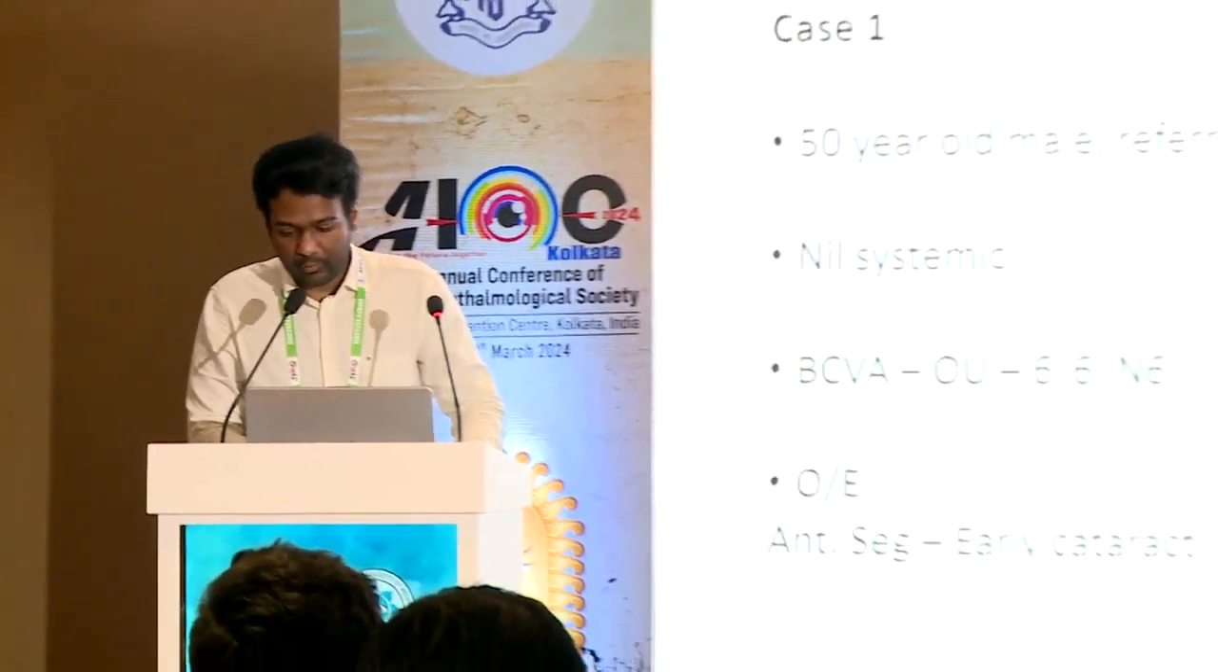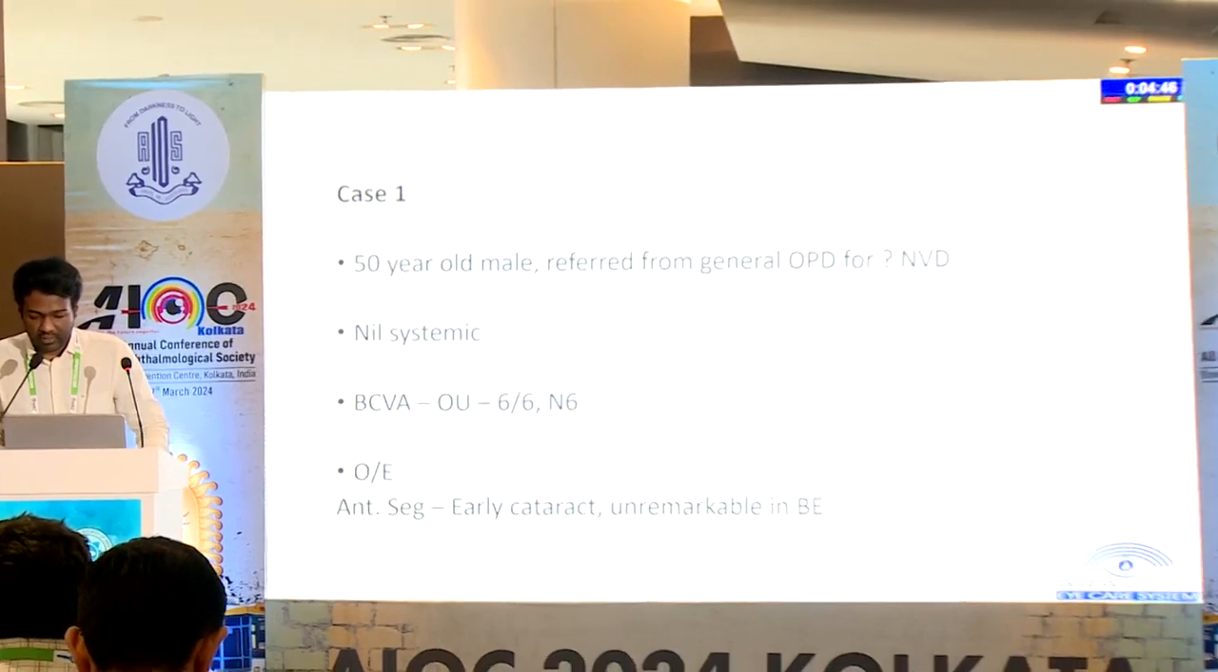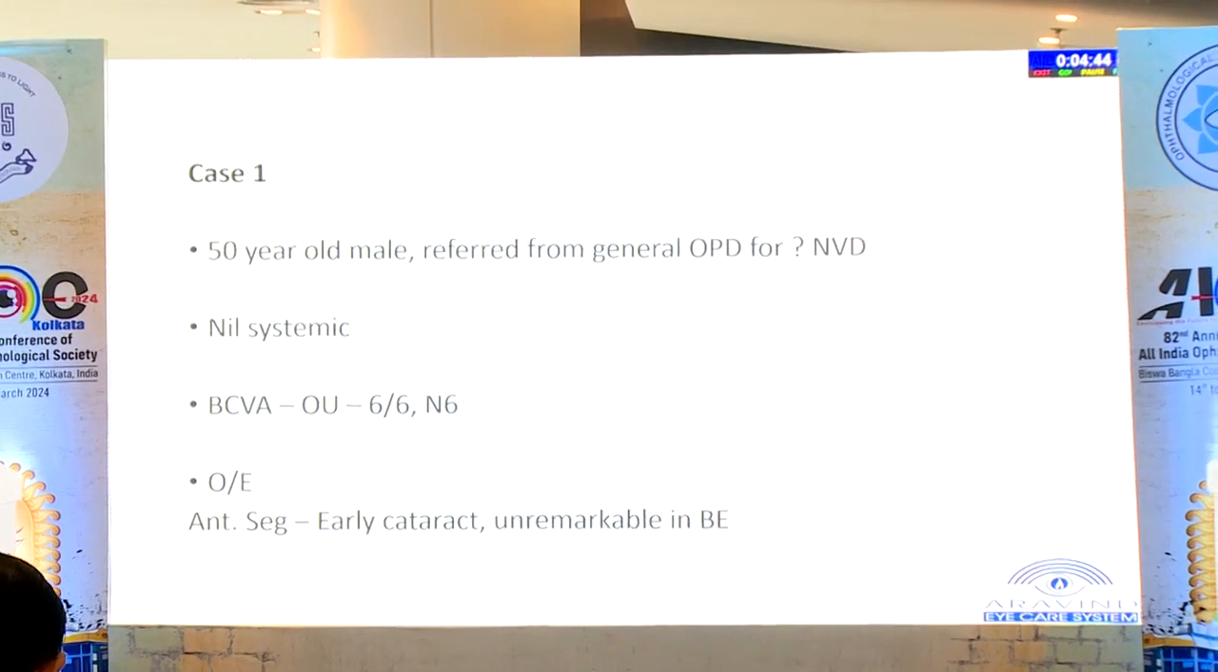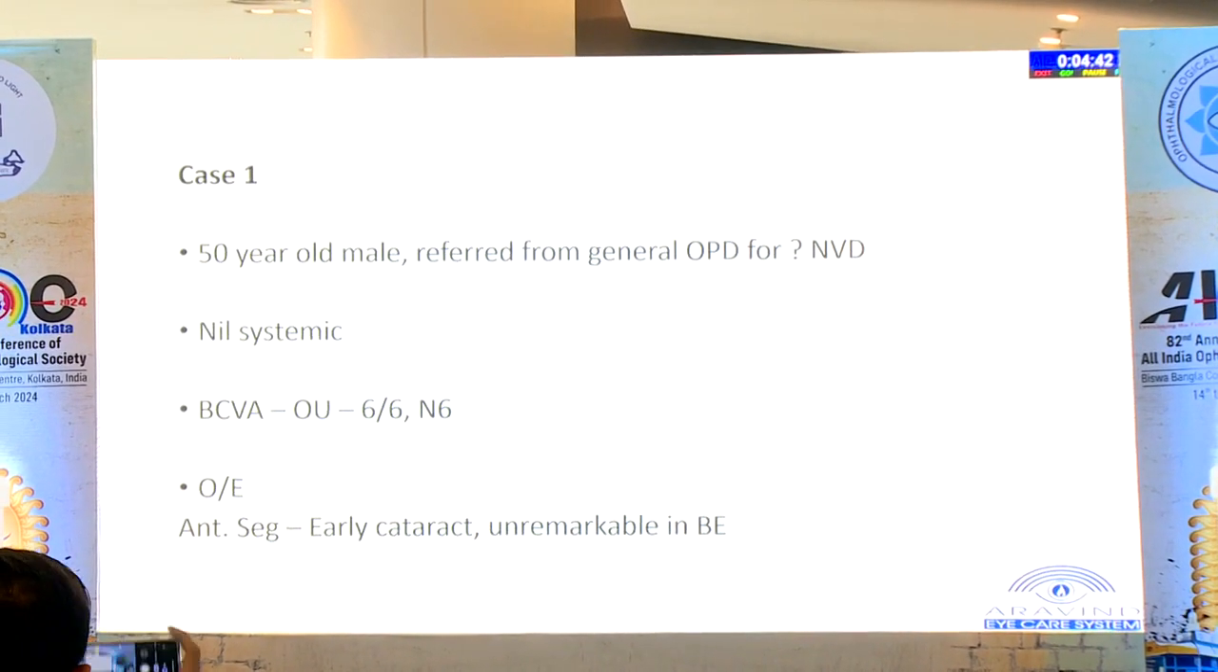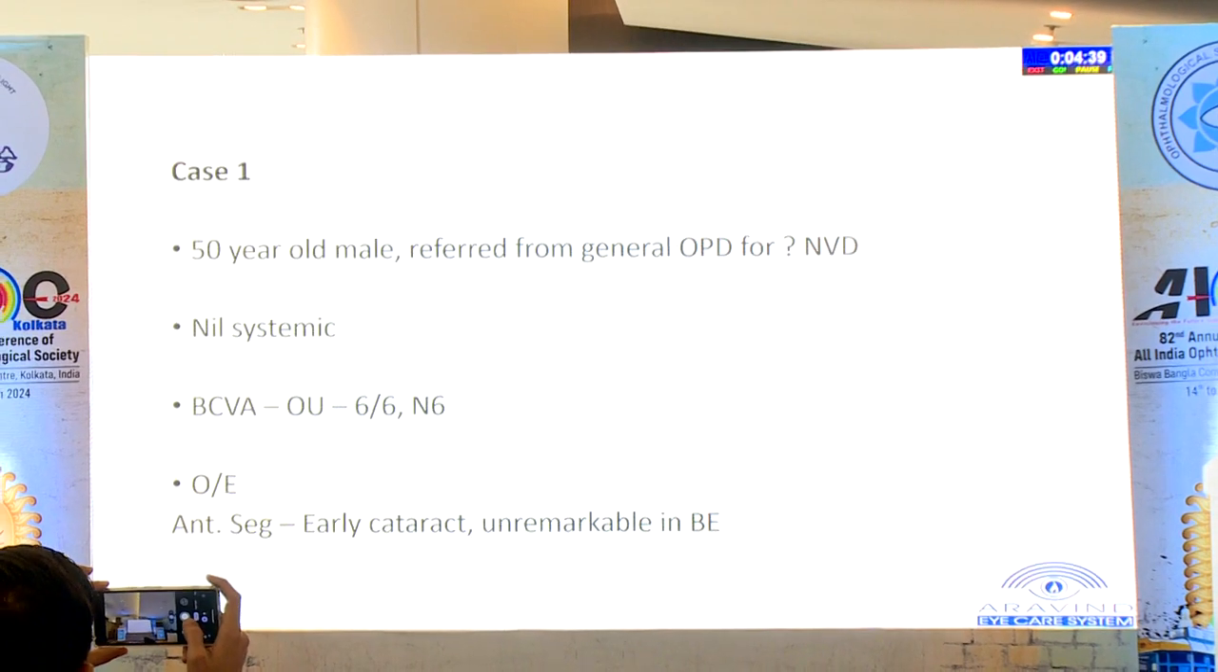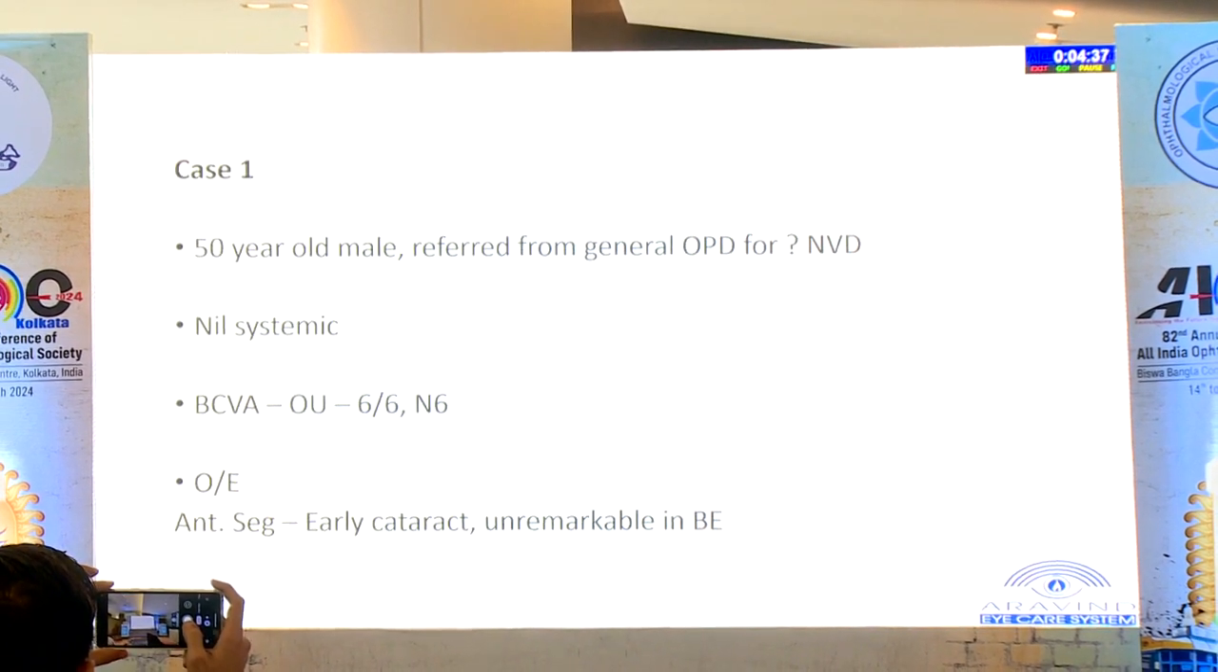I'll be talking on clinical features, diagnostic challenges, and multimodal imaging in pre-papillary vascular loops. Case number 1, we had a 50-year-old male referred from general OPD for query neovascularization of the disc. He had no systemic comorbidities. His best-corrected visual acuity was 6/6 in both eyes. Anterior segment examination was unremarkable other than the presence of early cataract.